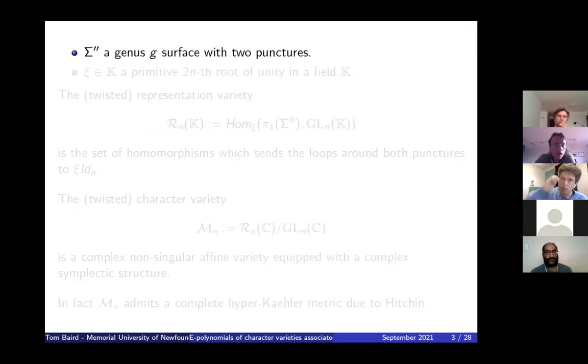Okay, so just to establish some notation. Sigma is going to be a genus g surface, and I'll put two little marks there to indicate that it's a genus g surface with two punctures. Okay. C is going to be a primitive 2n-th root of unity in a field K. K is going to be either the complex numbers or a finite field, typically.